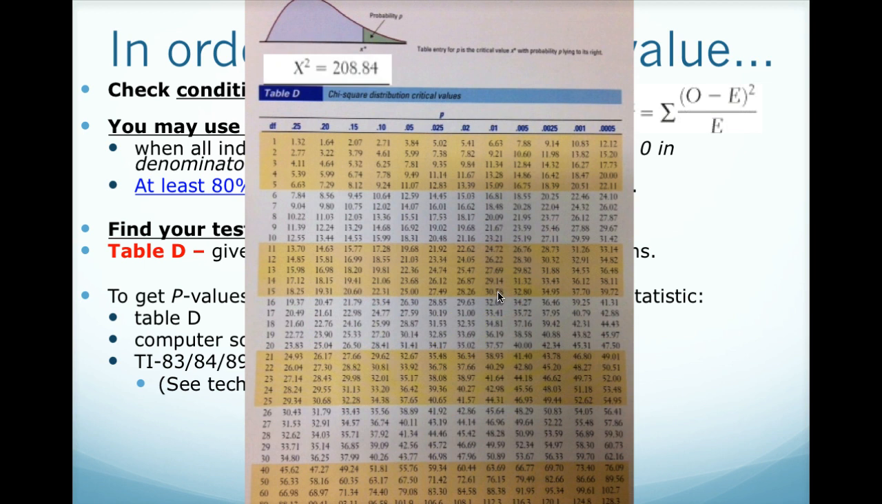So in this specific case, I got a chi-squared of 208.84. And my degrees of freedom is 6 because I had 7 days of the week, minus 1 gives me 6. Now if I go across this row until I find my chi-squared statistic, you'll notice I get really, really far over here to find my chi-squared statistic. So similarly to table C, I go up to find my p-value, and that is how you use table D.